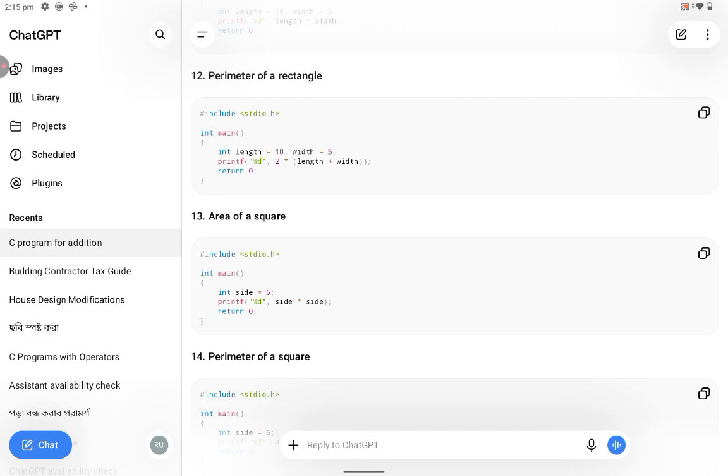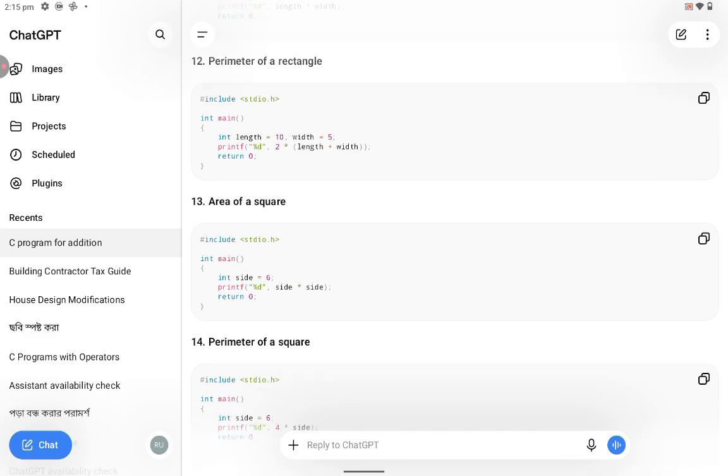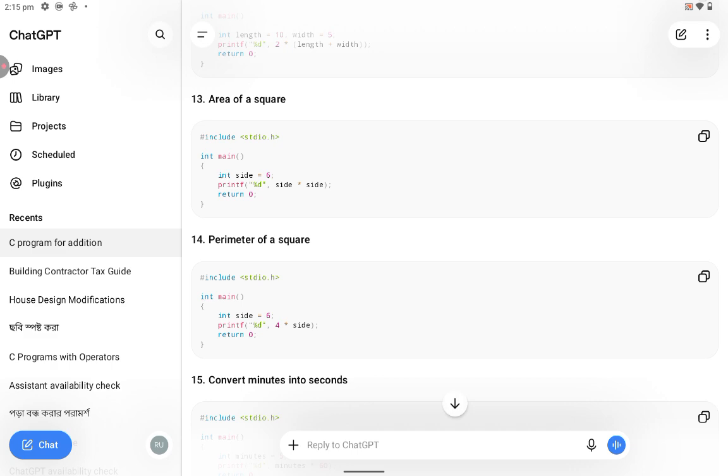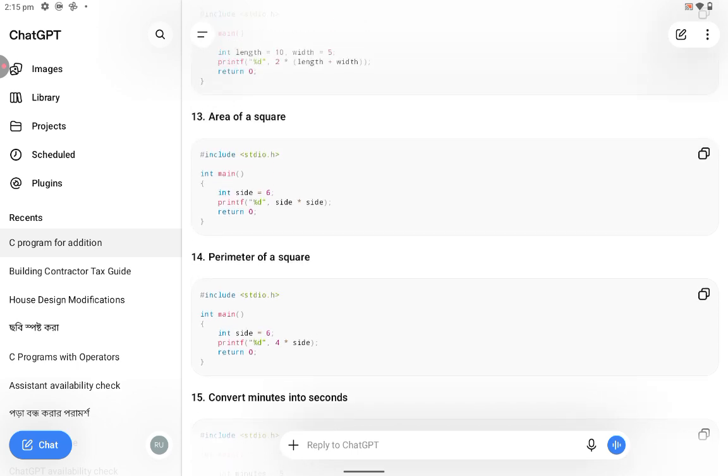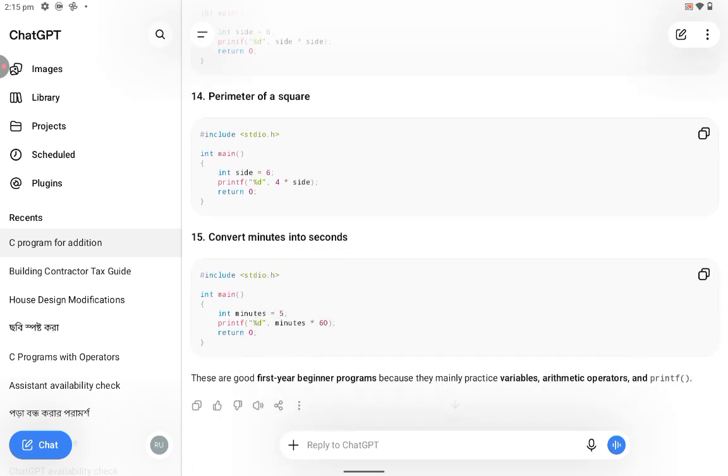Area of a square, side into side. So here you can see side is a variable storing 6. So side into side means 6 into 6, 36. Here we can change the value to any integer, and it will find the area of that particular square. Perimeter of a square is 4 into the side. We all know about this formula. It is not about programming, it is about basic mathematics.